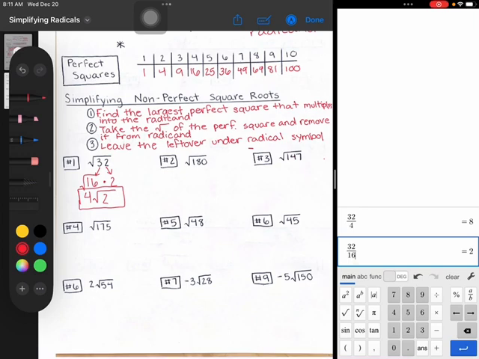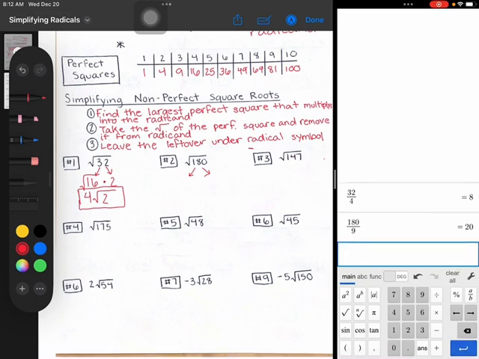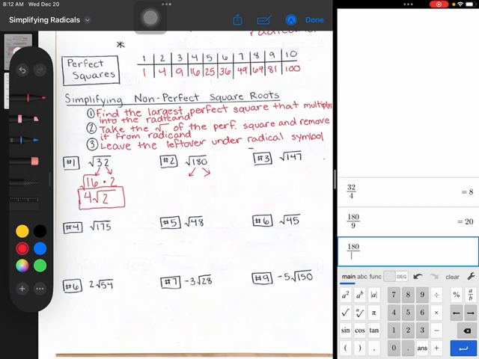So we're going to do the same process with 180. So looking for the biggest perfect square that goes into 180. Maybe 4 will work. So 180 divided by 4, 45. That's still a pretty big number, so there's probably a bigger one. 180 divided by 9. Okay, 20. There might still be a bigger one. 180 divided by 16. Oh, and that's a decimal.